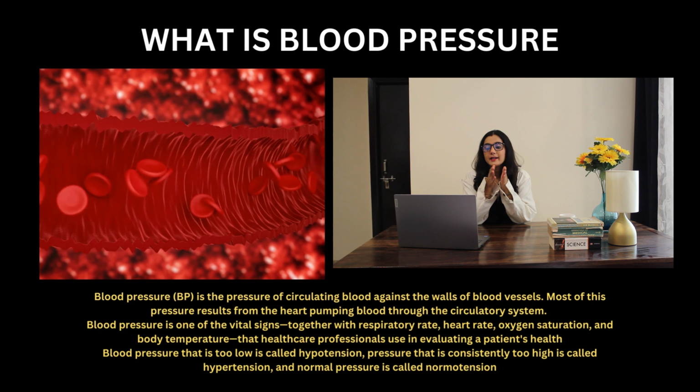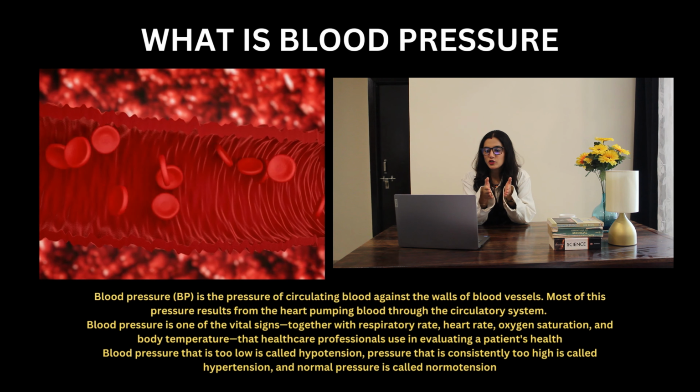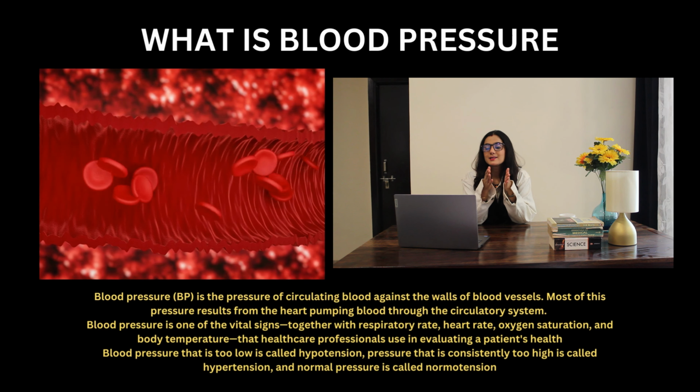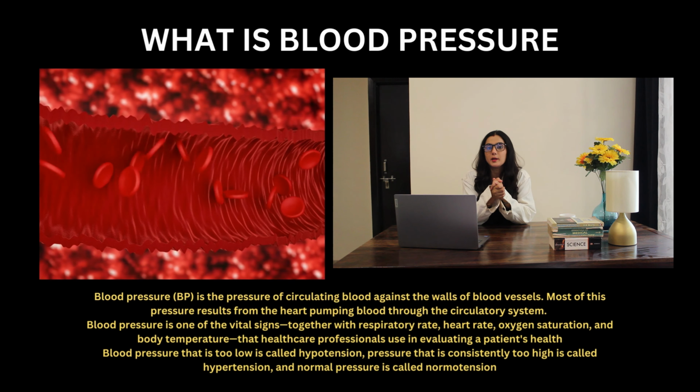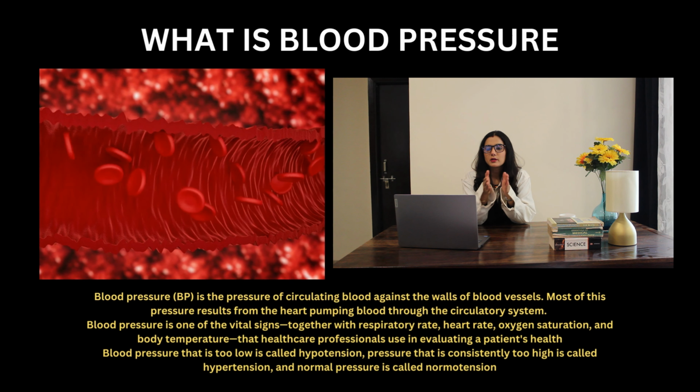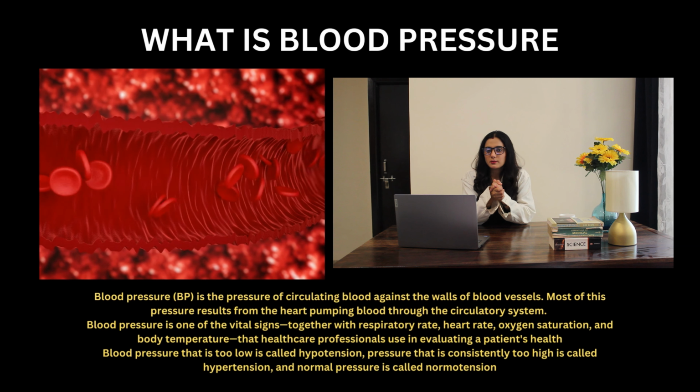Blood pressure that is too low is called hypotension. Blood pressure that is consistently too high is called hypertension, and the normal pressure is called normotension.